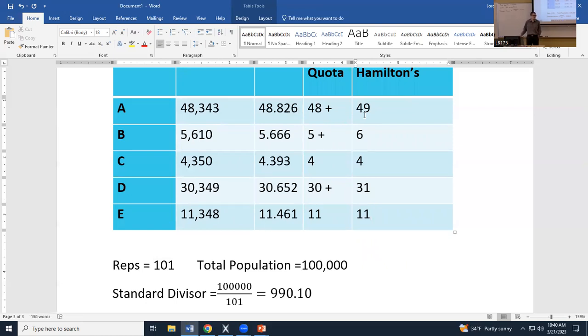Does that make sense? So 2 things about this. You don't always have to have really nice numbers of representatives or nice populations or really nice standard divisors to work this out. If your standard divisor is some ugly number, just round it to 2 decimal places like we did here. You can allocate 335 representatives if you wanted to, and see what you get.